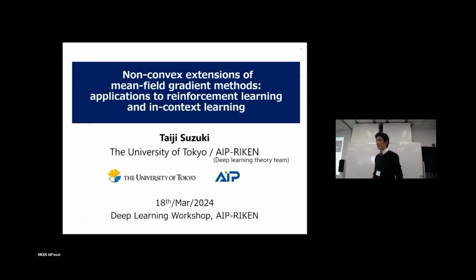I am Taiji Suzuki. I'm at the University of Tokyo, and I'm also team leader of deep learning theory at RIKEN. So yeah, nice to meet you. Today I'm going to talk about non-convex optimization by a kind of mean-field gradient method, like mean-field Langevin or Wasserstein gradient flow, and its application to something like reinforcement learning and in-context learning.